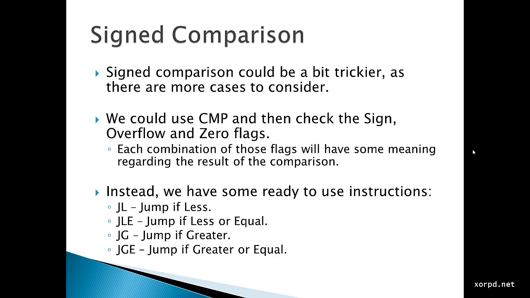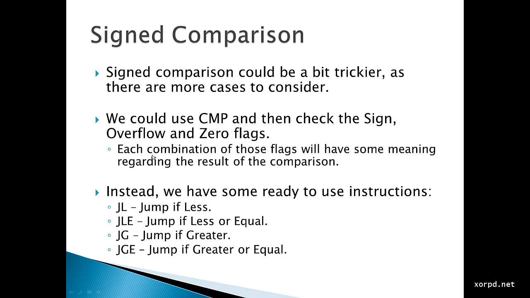We could use compare and then check ourselves the sign, overflow, and zero flag. Each combination of those flags will have some meaning regarding the result of the comparison. If we think for a moment, the combination of sign, overflow, and zero flags is a total of 3 bits, which is 8 options. This is pretty much, and those 8 options should map eventually to only 1 bit, which is about bigger or smaller, or maybe greater or less.